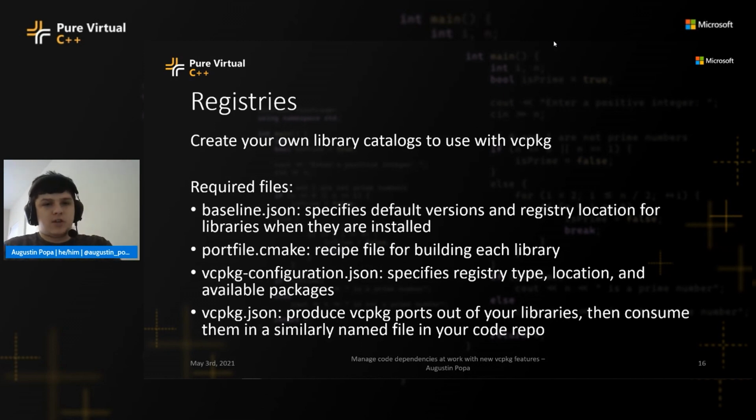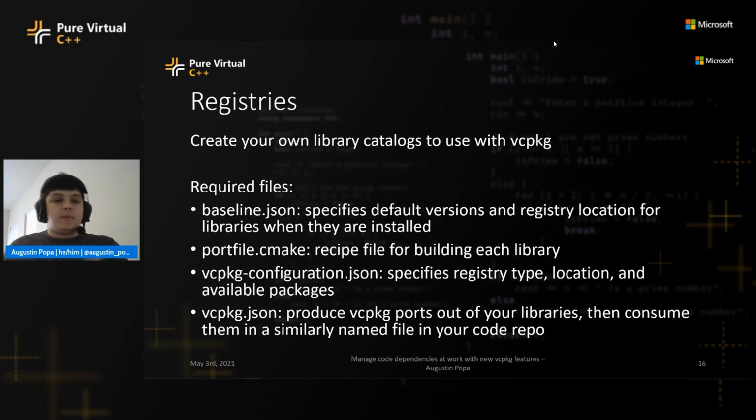So there's a couple different configuration files that you can use to set up a registry, but essentially the way this works is it's like setting up your own vcpkg catalog. Okay, you have a baseline that you can set up. You can define your libraries and the versions. You have a portfile.cmake, which is basically your build recipe. If you've authored libraries for vcpkg, this is essentially the same thing. And you can specify, okay, what is the type of registry? Is it a file system registry, or is it something that lives in a Git repo somewhere? Where does the registry exist, and what are the available packages?